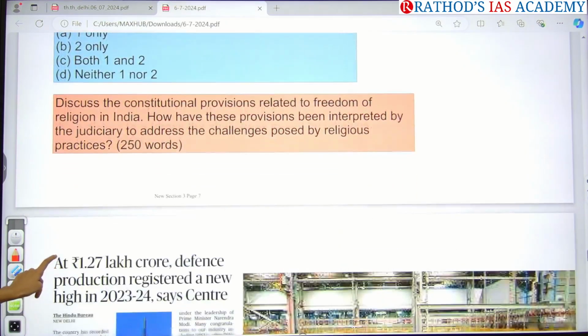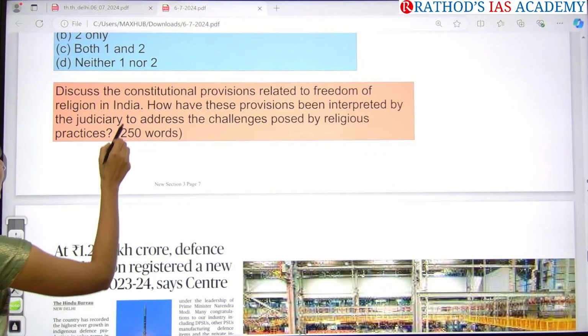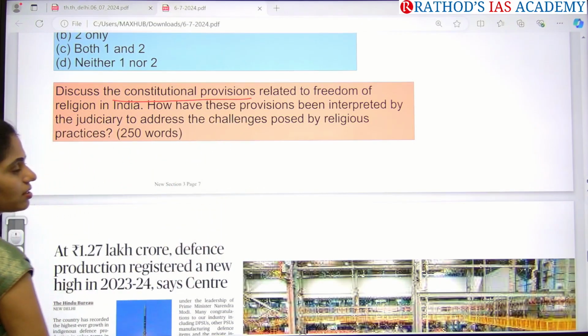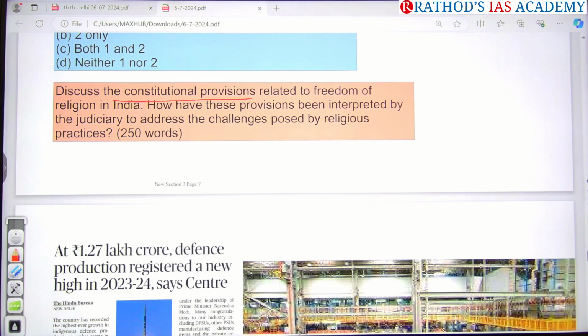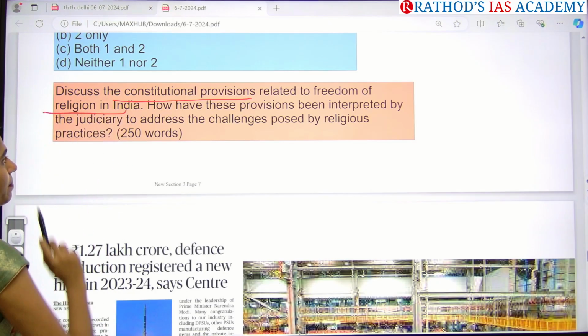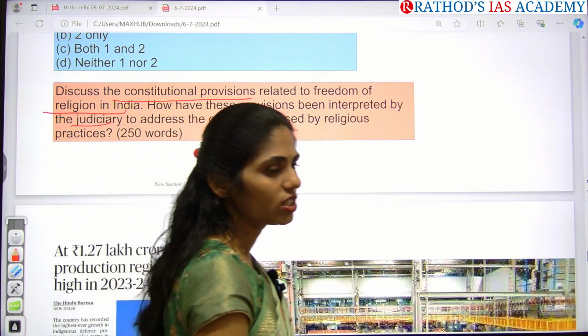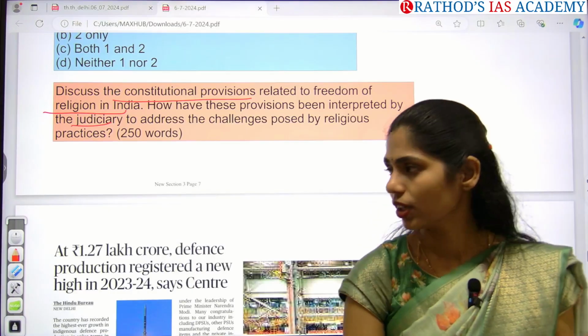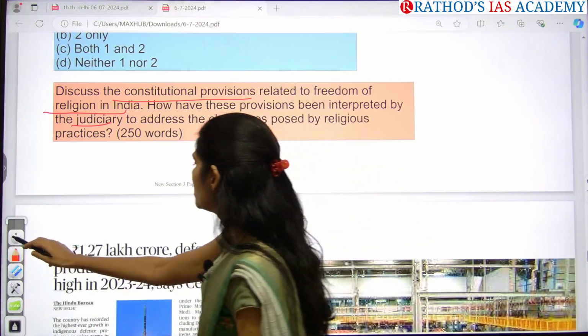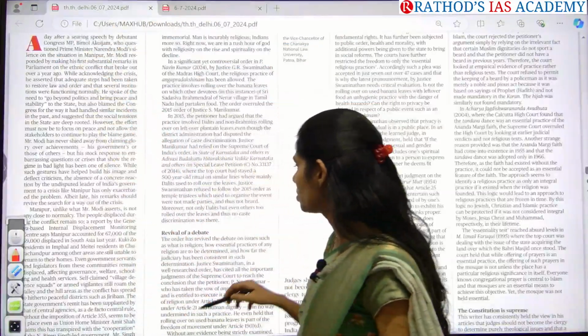And I want to give you one mains question: discuss the constitutional provisions related to freedom of religion in India, and how these provisions have been interpreted by the judiciary to address challenges posed by religious practitioners. Try to write an answer for this mains question. Writing is very important. Okay, and now let us move on to our Hindu page.